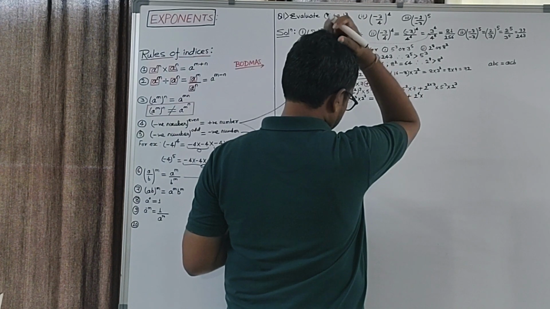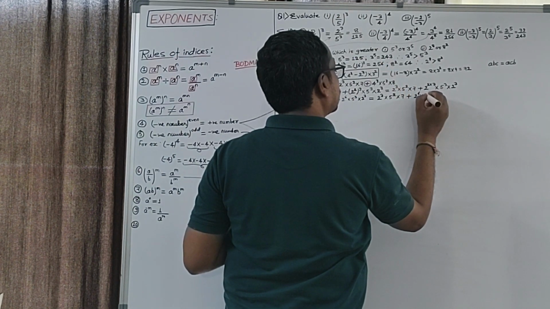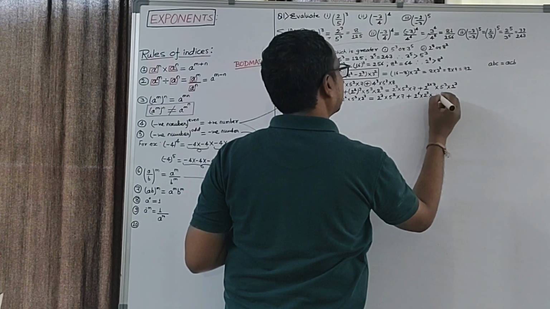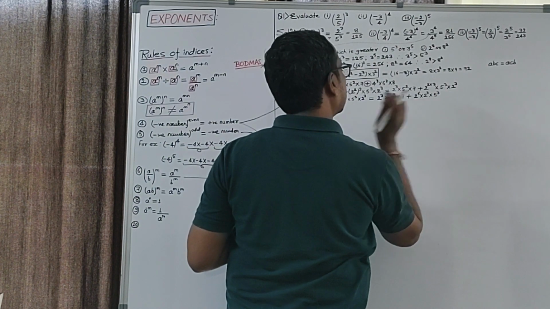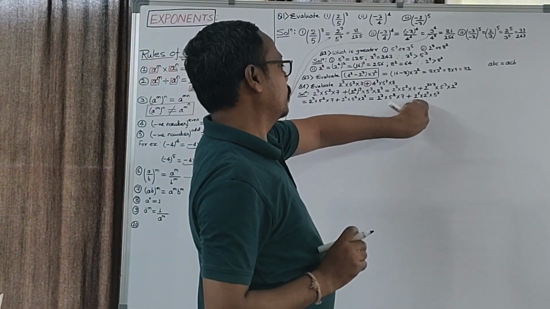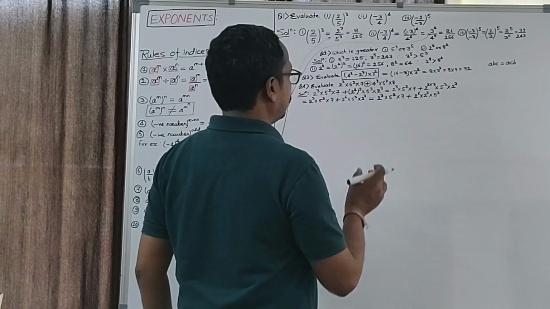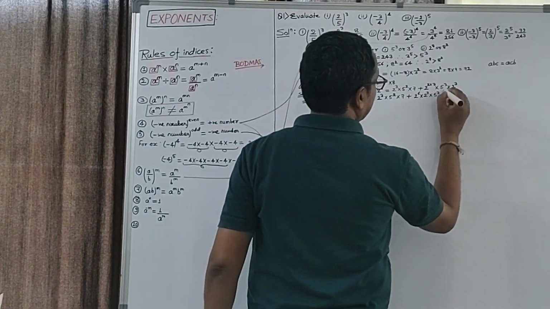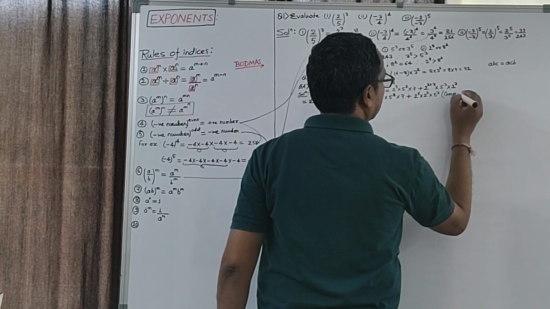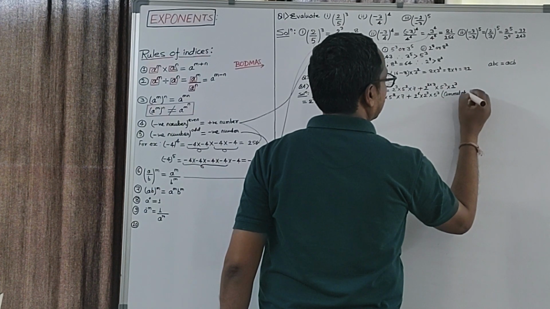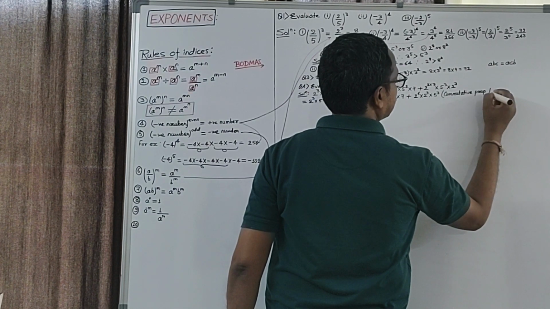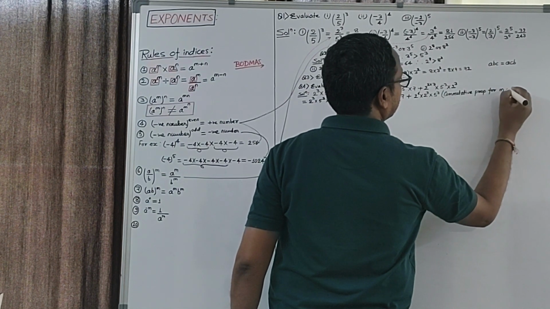So you can say that it is, say, 2 to the power 3, okay, into 5 cube. This is commutative property. We are using commutative property for multiplication. Commutative property for multiplication, okay? We will write here commutative property for multiplication, okay? Commutative property for multiplication, yes.